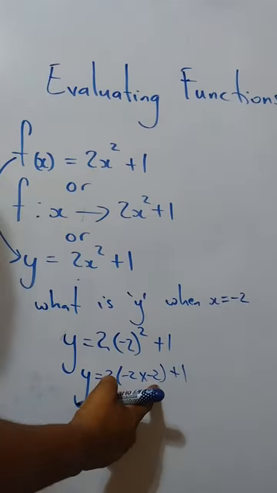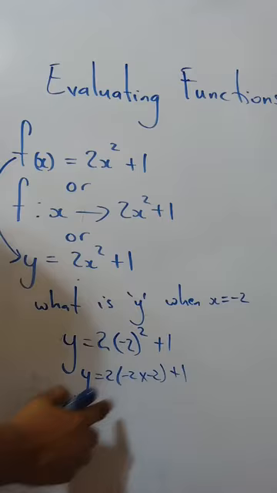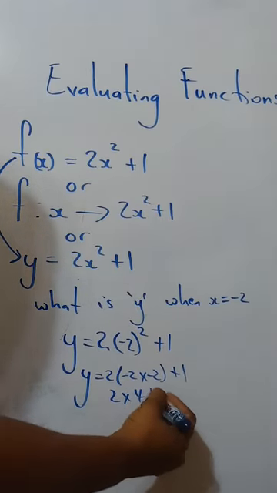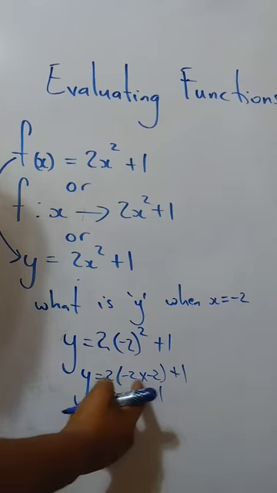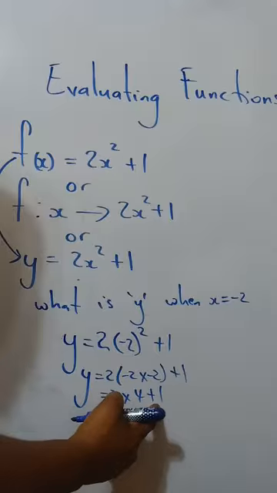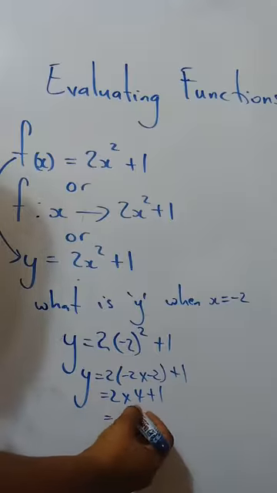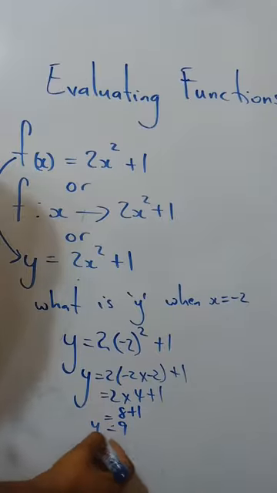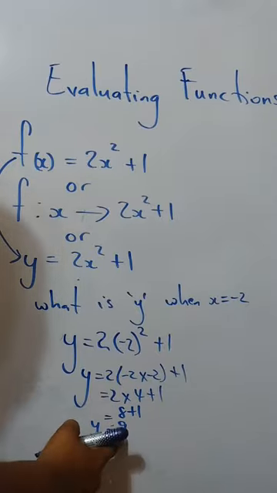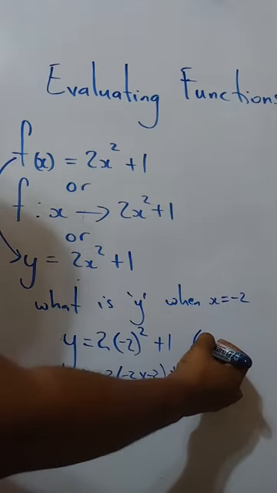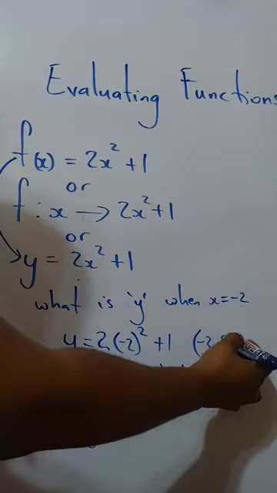And negative times a negative, let's stress that one, negative times a negative will always produce a positive. So that's positive 4 coming from negative 2 times negative 2. Simplifying, doing my multiplication before I add, that's 2 times 4 is 8, and 8 plus 1, that's 9. So now I see that y has a value of 9 when x had a value of negative 2. So my ordered pair would have been negative 2, comma 9.